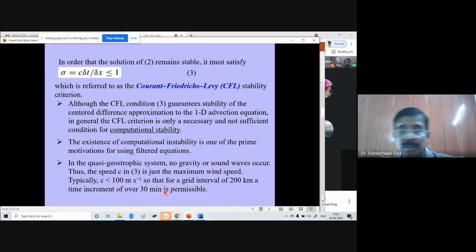When our grid resolution used to be quite coarse, like 100 kilometer or more than 100 kilometer at the time, 30 minutes was okay. But nowadays, most of the models are about 10 kilometer in resolution, or sometimes even less than that, 1 kilometer in resolution. So we cannot have such a large time step, 30 minutes. Otherwise, our solution will be unstable. Okay, because of the problem of the computational stability, right?